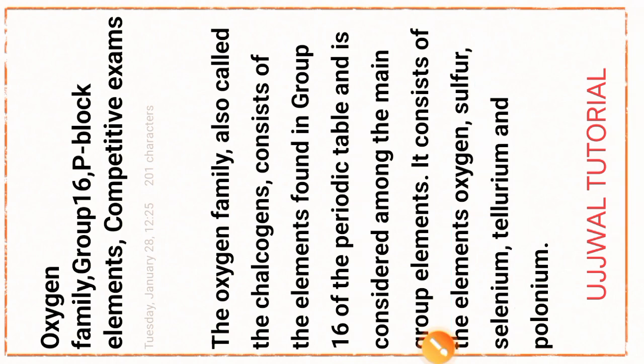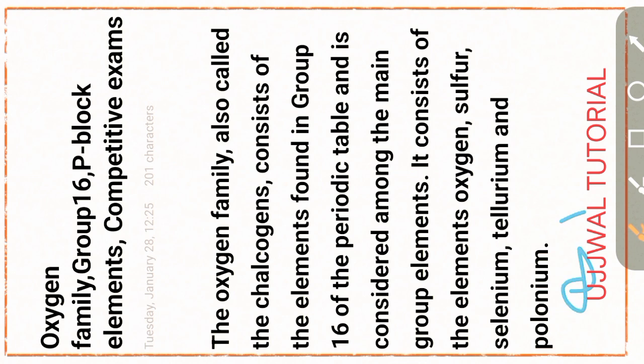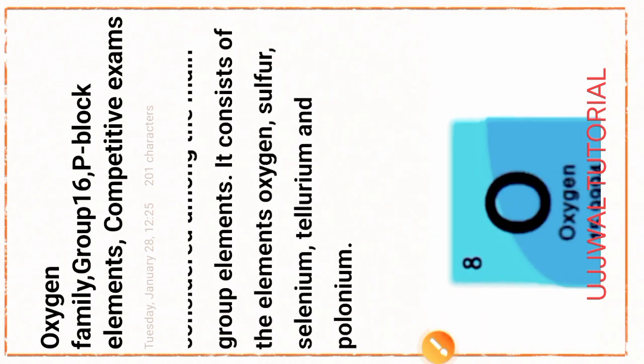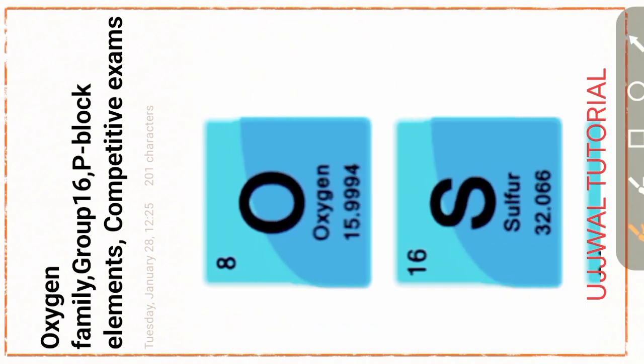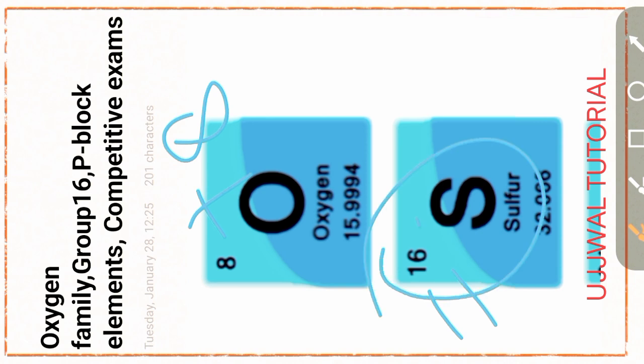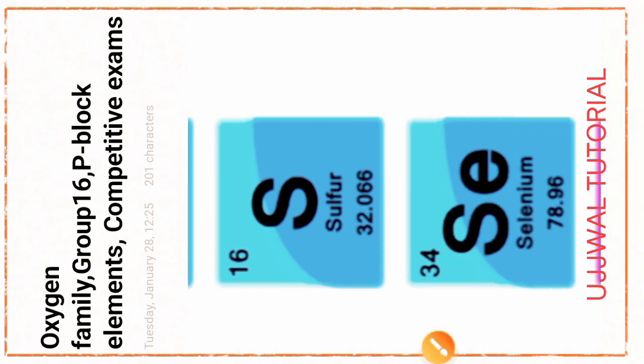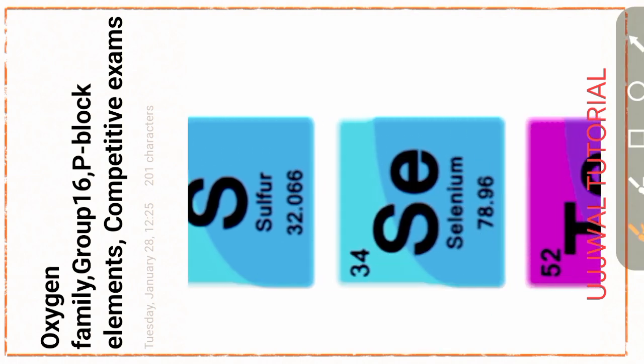Now let's find out the atomic numbers in group 16. Follow the pattern 8, 18, 18, and 32. At first, the atomic number of oxygen is 8. 8 plus 8 equals 16, the atomic number of sulfur is 16. 16 plus 18, the atomic number of selenium is 34.